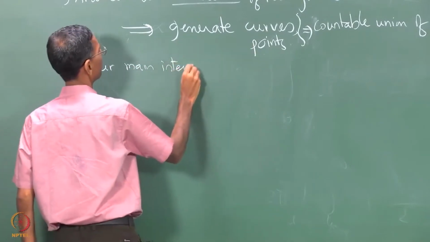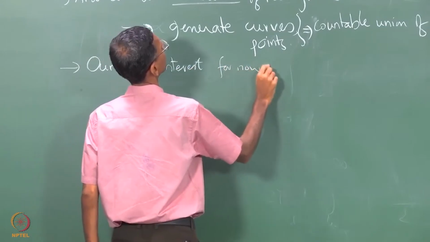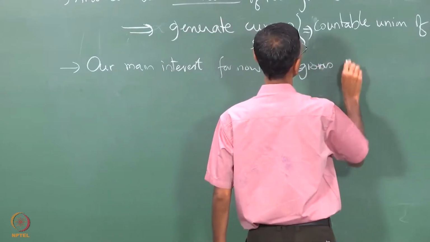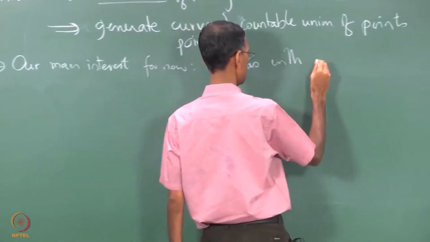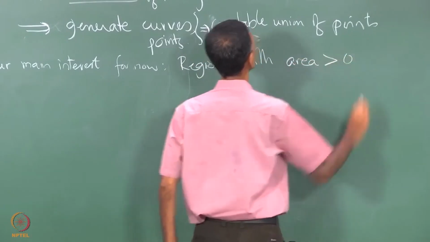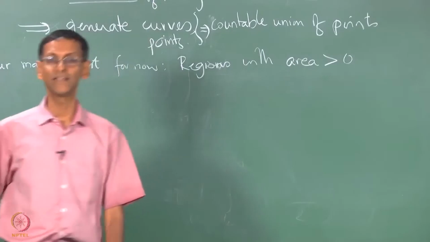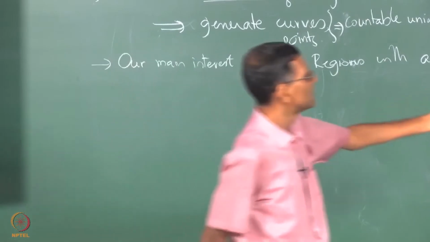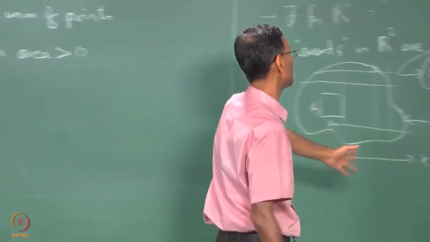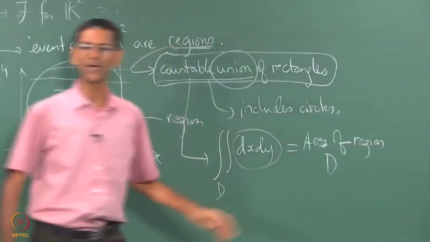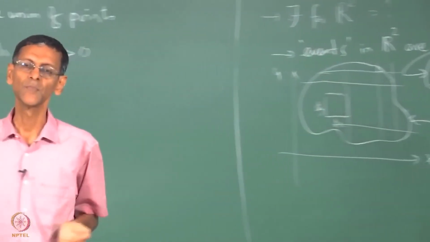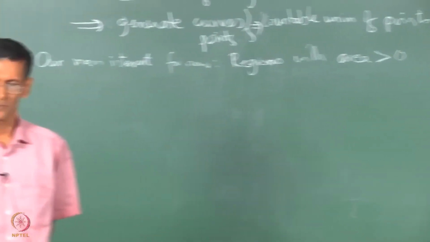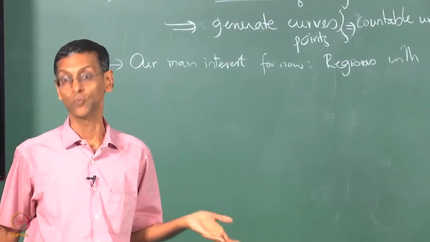Not curves. This is regions, with area greater than 0, not equal to 0. How do you distinguish a curve and a region? A curve has area equal to 0. If I write this type of a double integral in the limiting sense for a curve, it will collapse to 0. So we are right now interested only in regions with area that could be infinity, but is not 0.